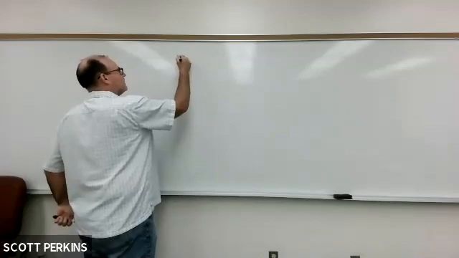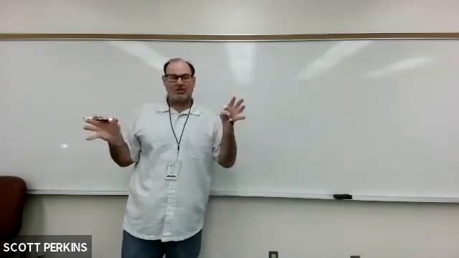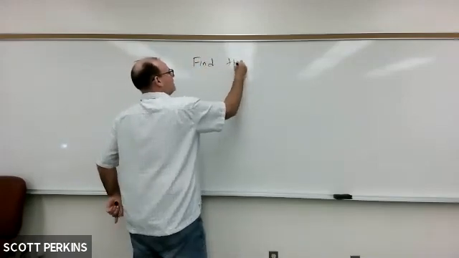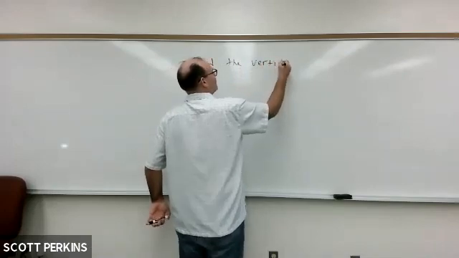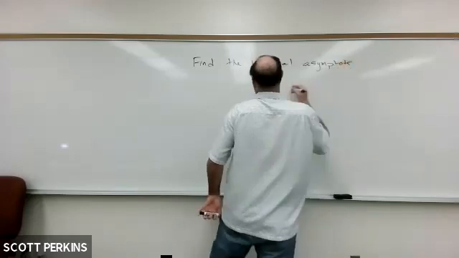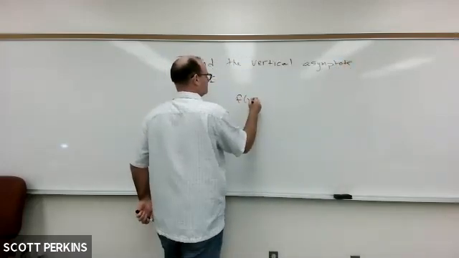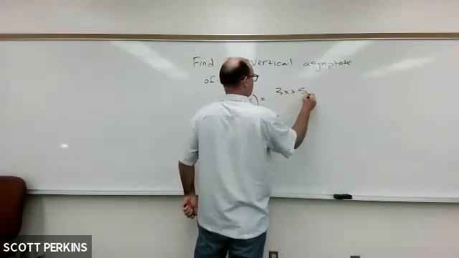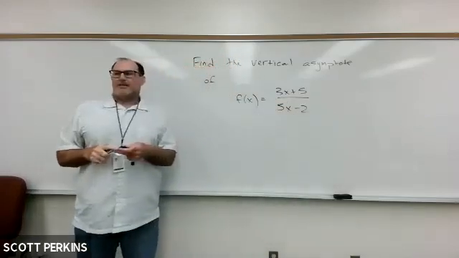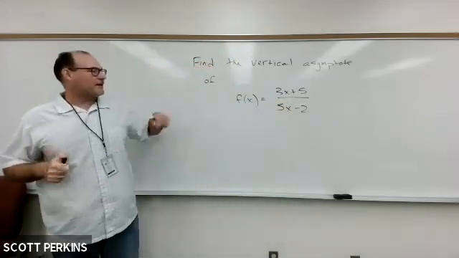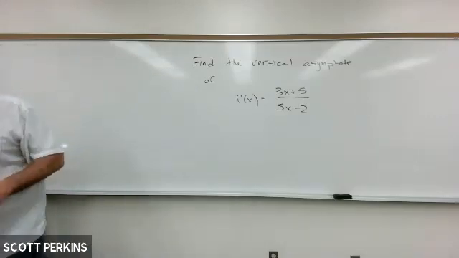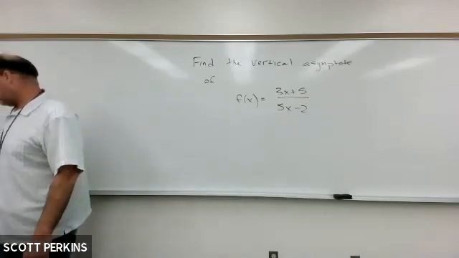Here's what I would like you to do. Just flip over your packet. This is not a sheet on the packet. This is just a little extra one. I just want you to real quick find the vertical asymptote. It's going to take you like 5 seconds of this function. Find the vertical asymptote of that function right there. F of x is 3x plus 5 over 5x minus 2. I'm going to give you 75 seconds to do that, and then we're going to get rolling on the next stuff.